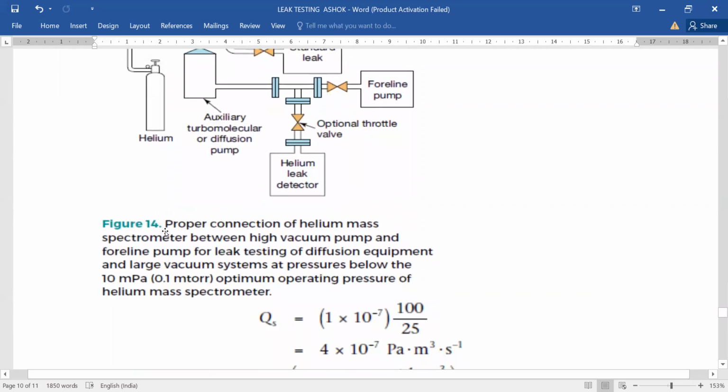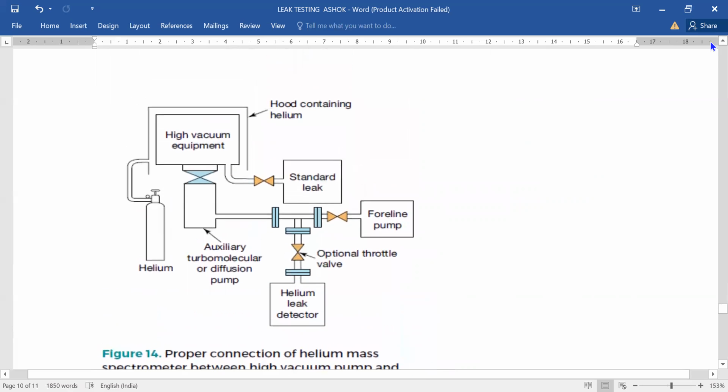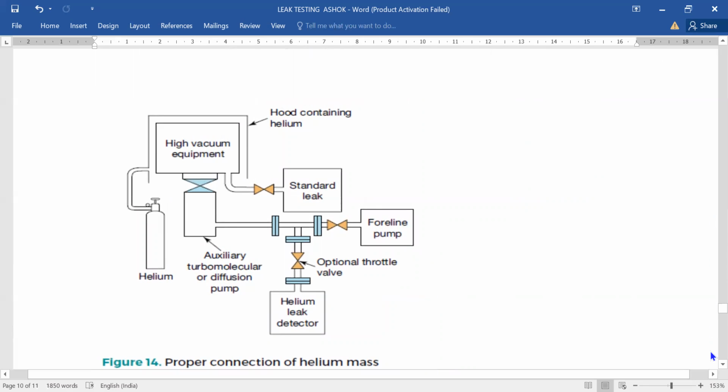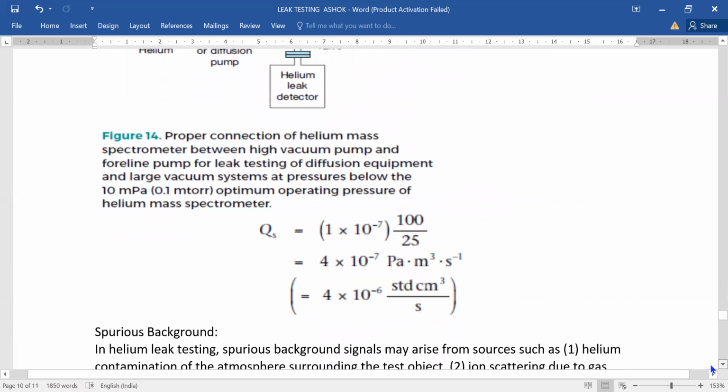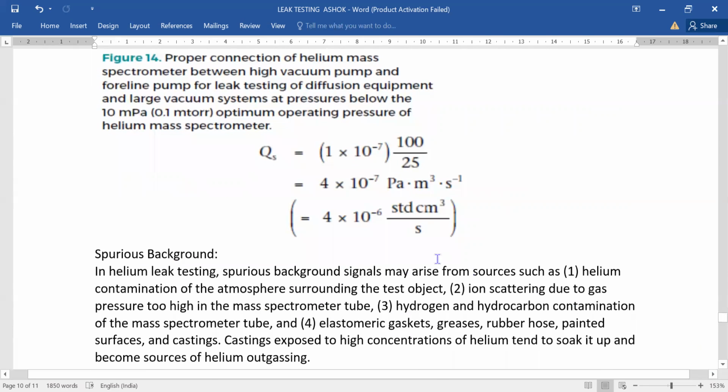A proper connection of the helium mass spectrometer is between the high vacuum pump and the foreline pump, for leak testing of diffusion equipment and large vacuum systems at pressure below 10 mPa, or 0.1 mTorr, which is the optimum operating pressure of the helium mass spectrometer. This is the hood. So maybe 10 to the power minus 6 for the helium mass spectrometer.